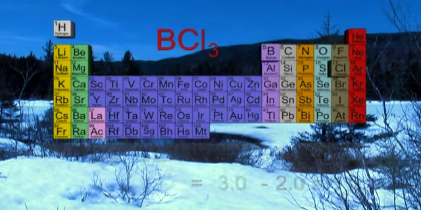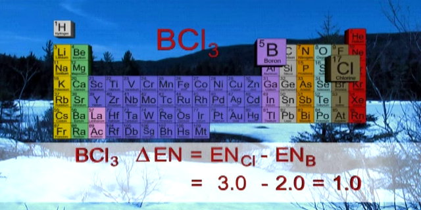For BCl3, we should first examine the difference in electronegativity values to determine if an ionic or covalent bond will form. With a difference of 1.0, we can predict a polar covalent bond.